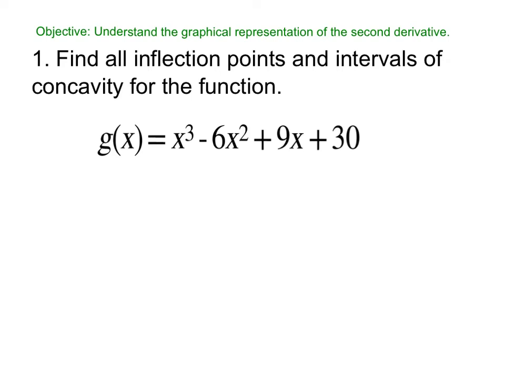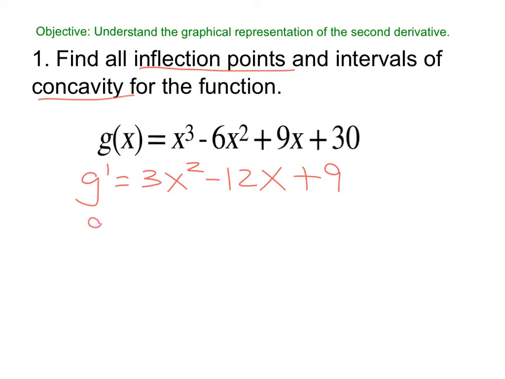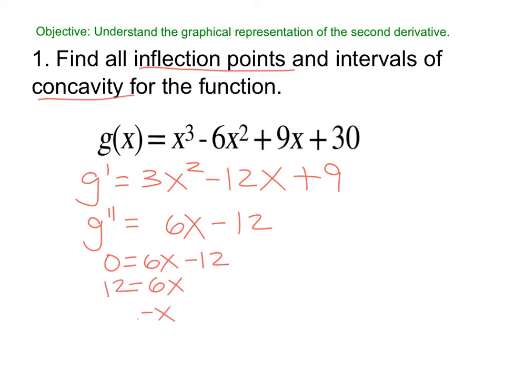All right, find all points of inflection and intervals of concavity. So for this, we need the second derivative. Concavity is second derivative. So first derivative, 3x squared minus 12x plus 9. And then second derivative, 6x minus 12. Set it equal to 0. 6x equals 12, so x equals 2.